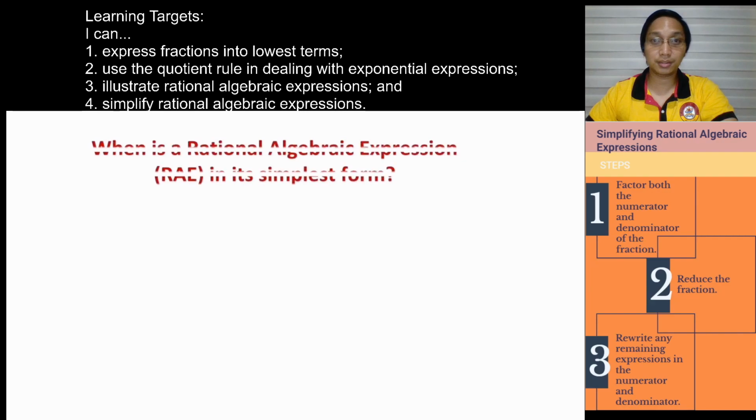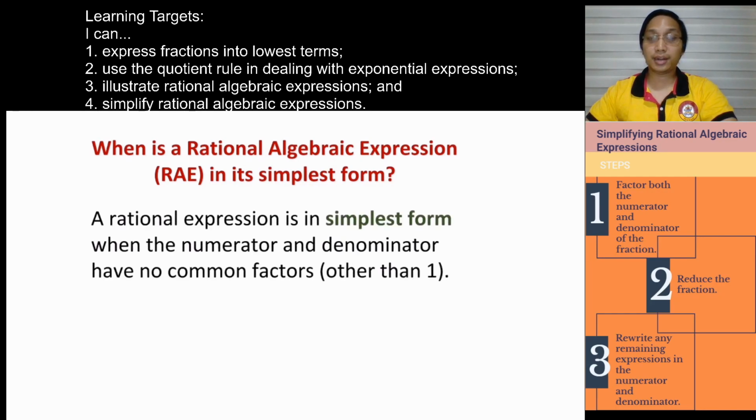Lastly, to end the video, when is a rational algebraic expression or RAE in the simplest form? To answer this, a rational expression is in simplest form when the numerator and the denominator have no common factors other than 1.